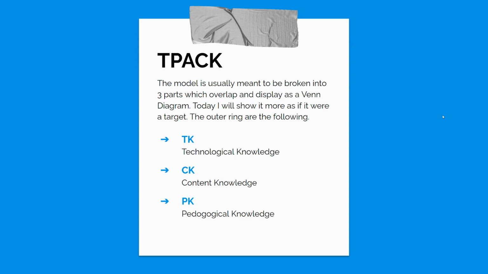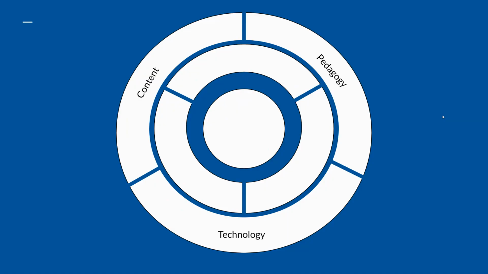Well, TPACK is meant to be broken down into three parts, which overlap and display as a Venn diagram. Today, I will show it as if it was more of a target, and so this is the outer ring: TK, which is technological knowledge, CK, which is content knowledge, and PK, which is pedagogical knowledge. And looking at the target, that's what forms the outer ring.